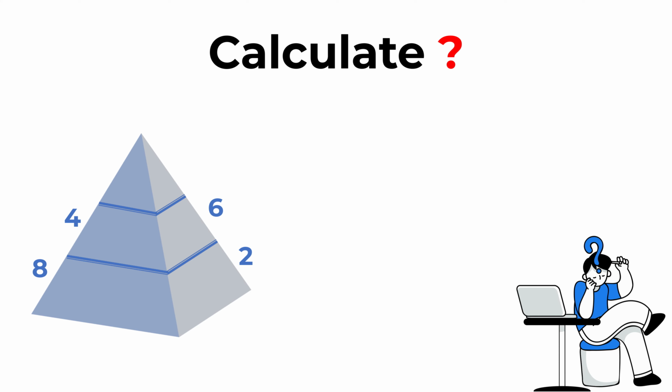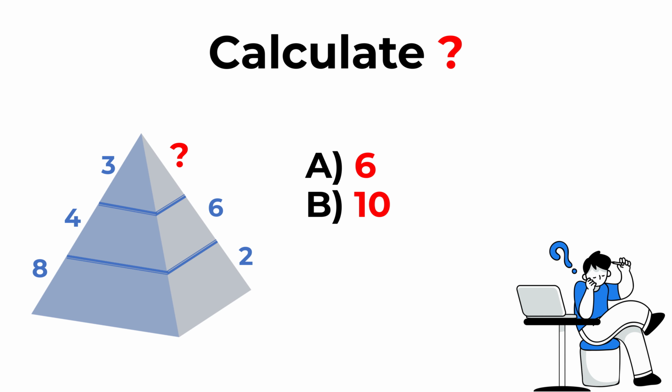And in the top layer you have number 3, and on the other side of the pyramid you have a question mark, and this question mark can be one of those 4 values. Your choice A is 6, choice B is 10, choice C is 7, and choice D is 2. Do you see the answer?